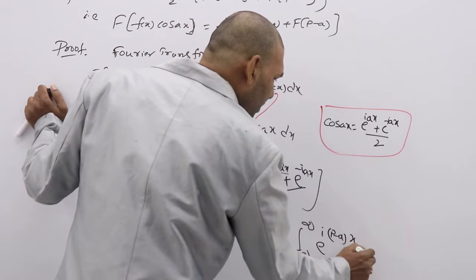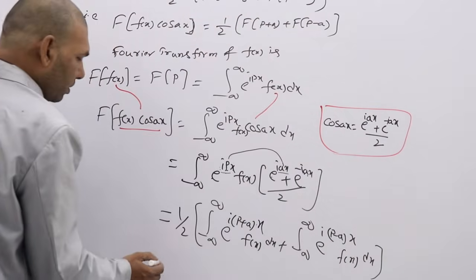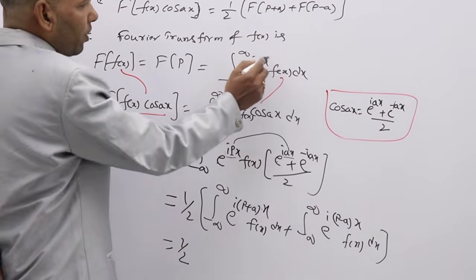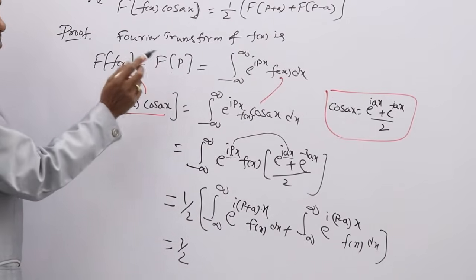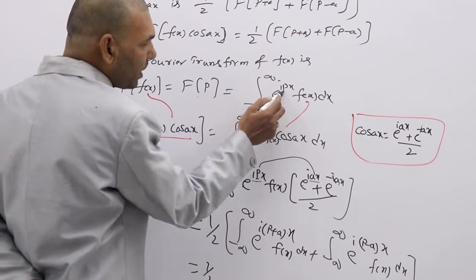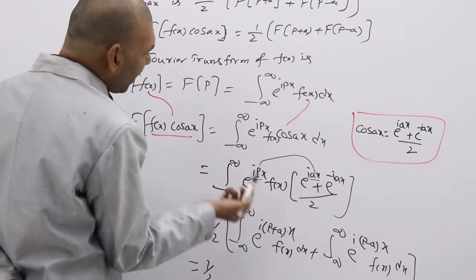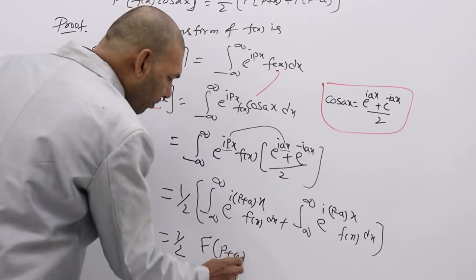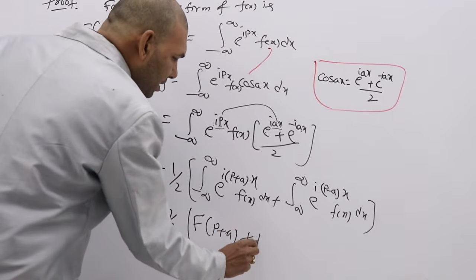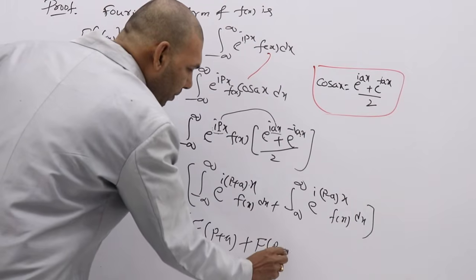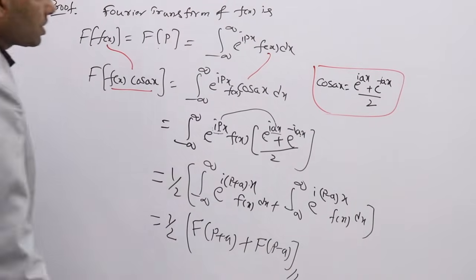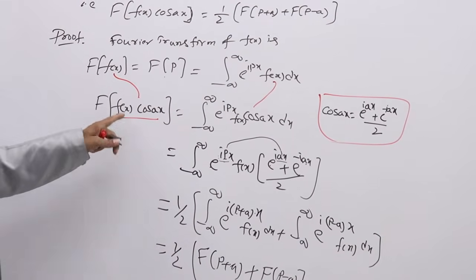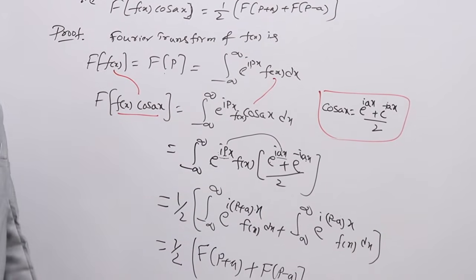F of x dx. So 1 by 2 into, here e power ipx f of x dx is capital F of p. The same one, in the place of p you are having p plus a. Then you need to replace p with p plus a, F of p plus a plus F of p minus a. So this is modulation theorem in Fourier transform, simply finding Fourier transform of f of x cos ax. Okay.